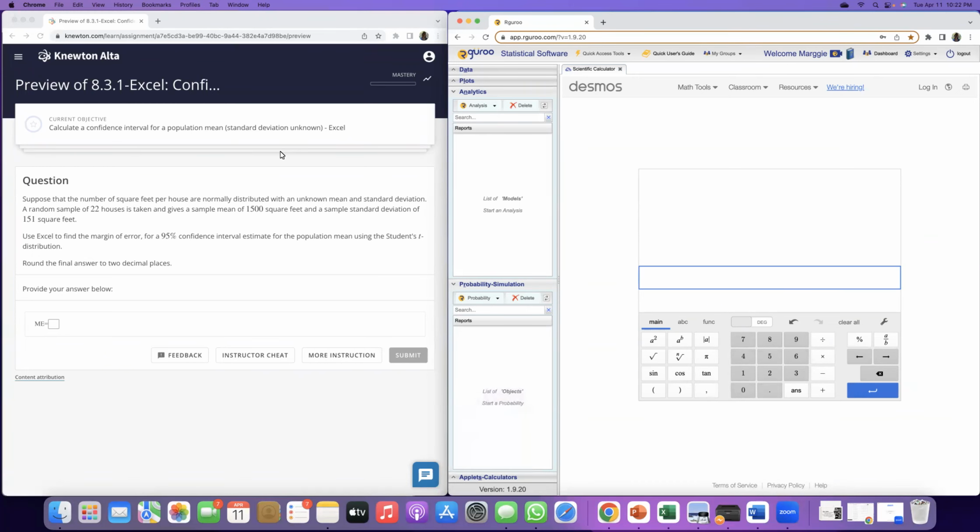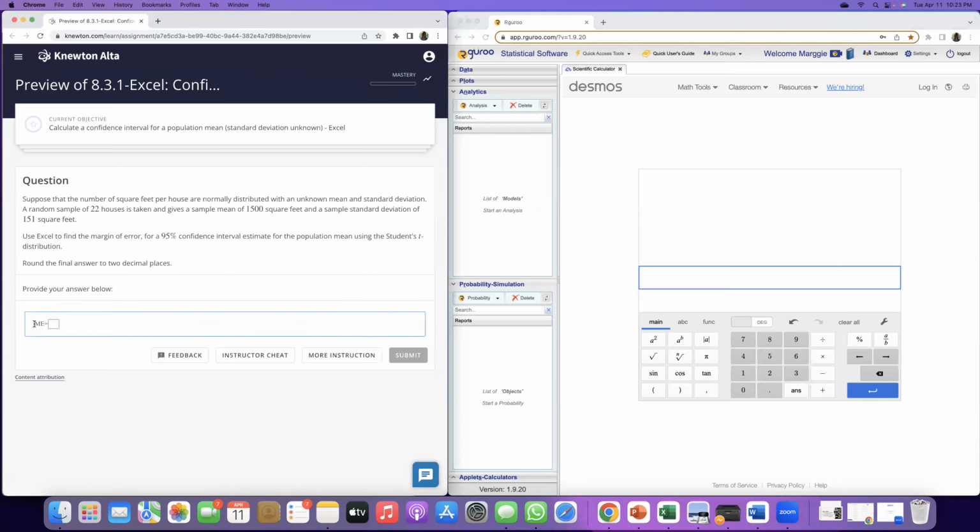All right, so hi, this is a video for section 8.3.1 and 8.3.2. And here we're doing confidence intervals for a population mean when the standard deviation is unknown, and we are going to use RGuroo. All right, as I explained in a previous video, the confidence interval is always the point estimate, which is the mean, plus or minus a margin of error, all right?